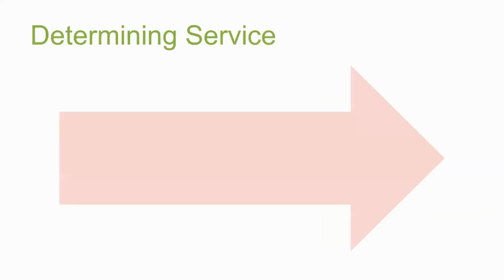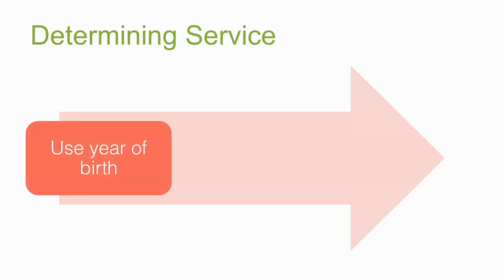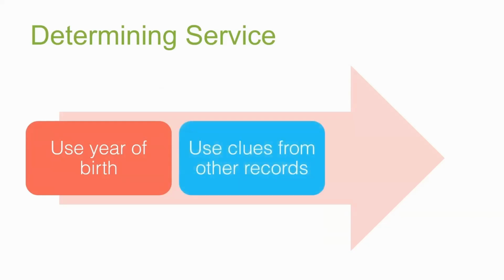So let's discuss 3 tips I have when you're determining service. First, you want to use the year of birth to figure out if they were the right age to serve. Then you also want to use clues from other records that were created later in their life, because many often reported their military service and talked about it later. And then you also want to search indexes. I would be cautious with these since they are not always originals, but I will talk about why they can help you in a little bit.